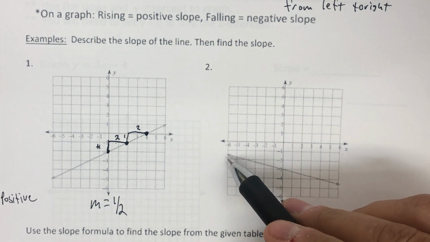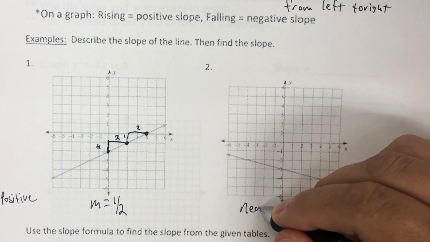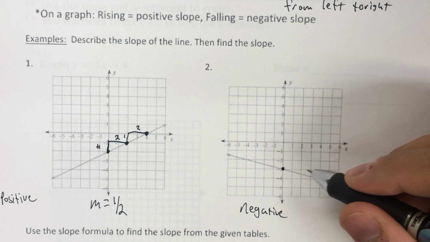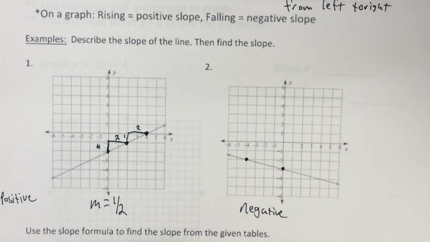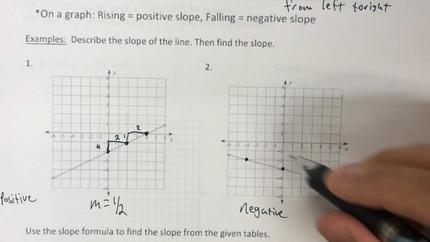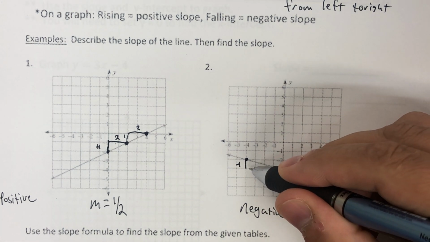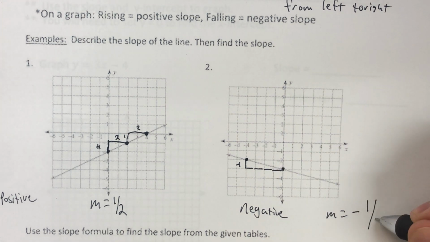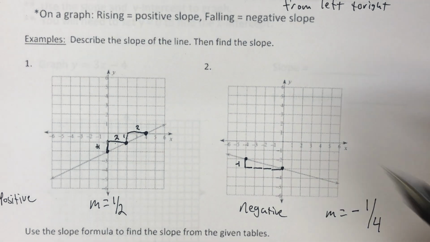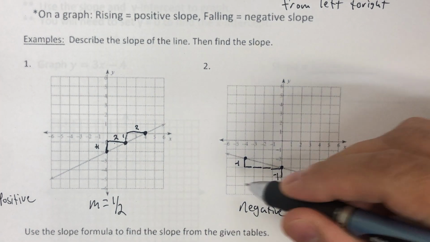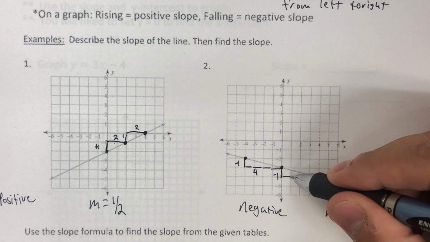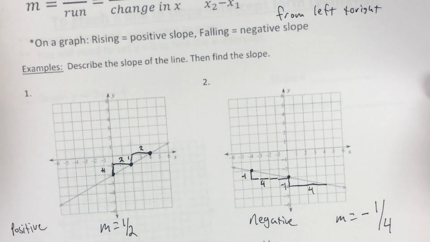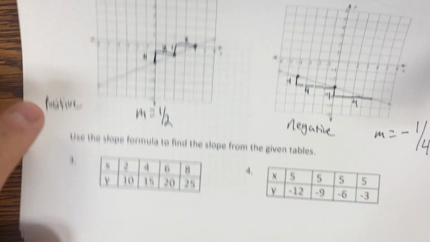This one is going downhill from left to right, so it is negative. And now we have to find 2 points where it goes through. I see one here, and I also see one here. So this one's going down, so the slope is going to be negative. It goes down 1, over 1, 2, 3, 4. So negative 1 over 4 is our slope. And it'll follow that pattern again. It goes down 1, over 4. And that is slope. The next one says use the slope formula to find the slope from the given tables.